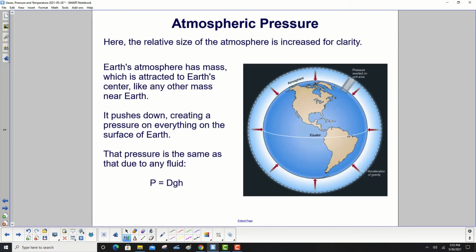Here, we've expanded the relative size of the atmosphere for clarity. The previous slide showed you just how thin it is, but here we're making it a little bigger so we could fit those arrows in and write atmosphere. Earth's atmosphere has mass, and it's attracted to Earth's center like any other mass near Earth. It pushes down, creating a pressure on everything on the surface of the Earth. That pressure is the same as that due to any fluid, density times g times h.